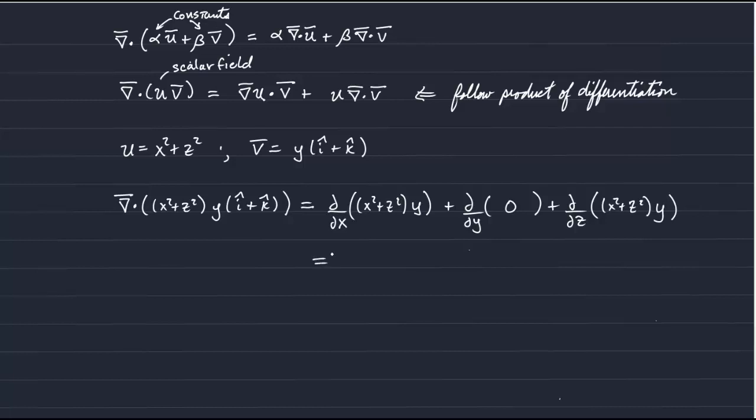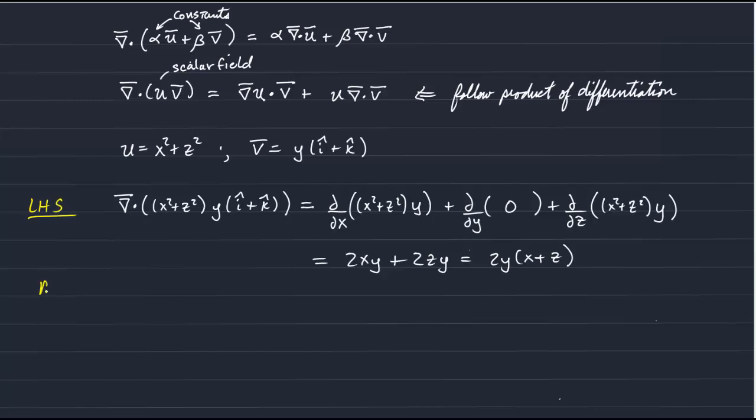And that is equal to, the first term is equal to 2xy. The second term is 0, and then the third term is 2zy. And if we simplify that, that's 2y times x plus z. And we better check that it's a scalar field, because again, we're taking the divergence of a vector, which results in a scalar. So that was the left-hand side.